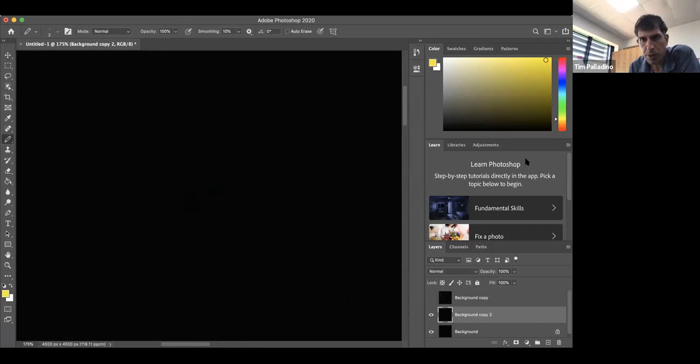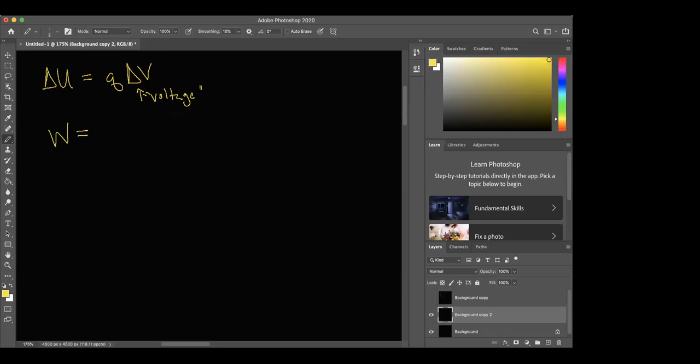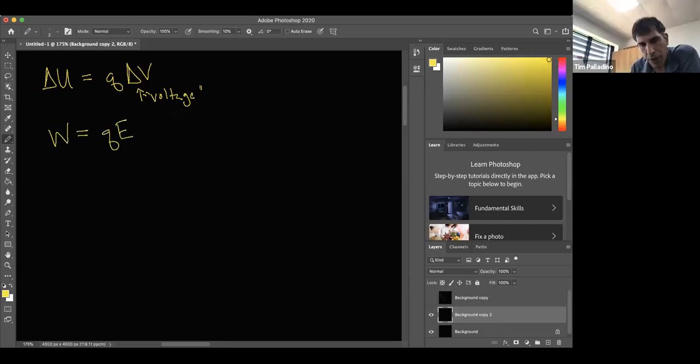I'm going to rewrite these equations. You don't have to write these equations yet. I just wanted to show you something here. So the equation that I just wrote is delta U, this is electric potential energy, and this is going to equal Q, the charge, times the electric potential, the voltage. This is just called voltage. So this is one of the two equations that I wrote. And then the other one was work equals the charge, the electric field strength, times the distance between the plates.